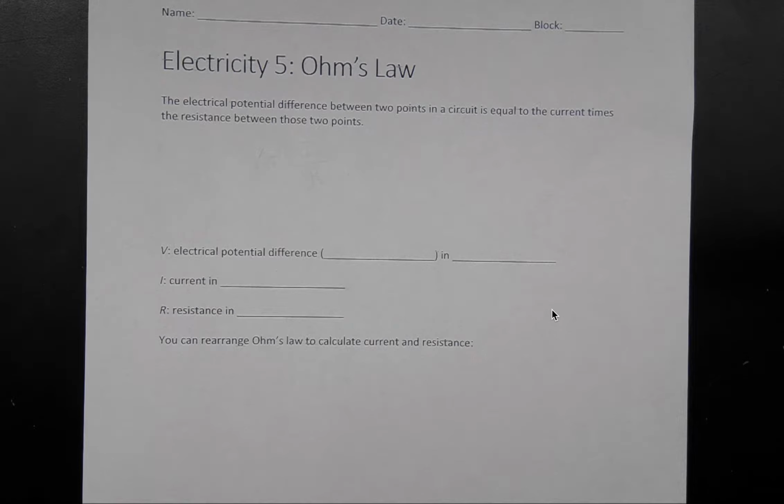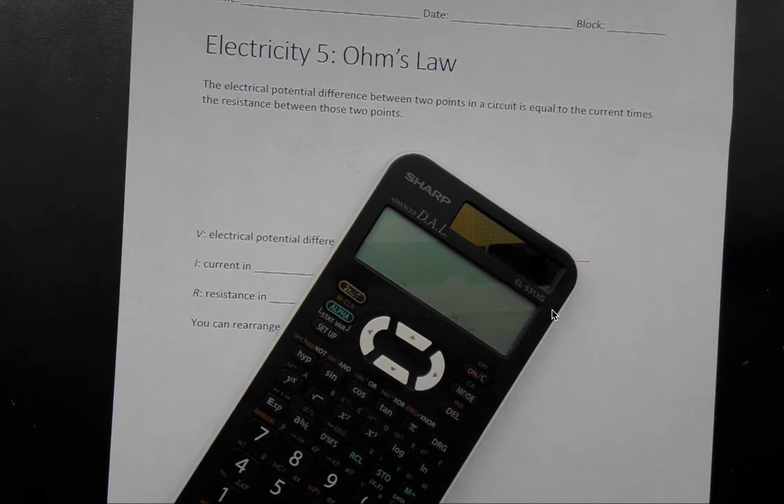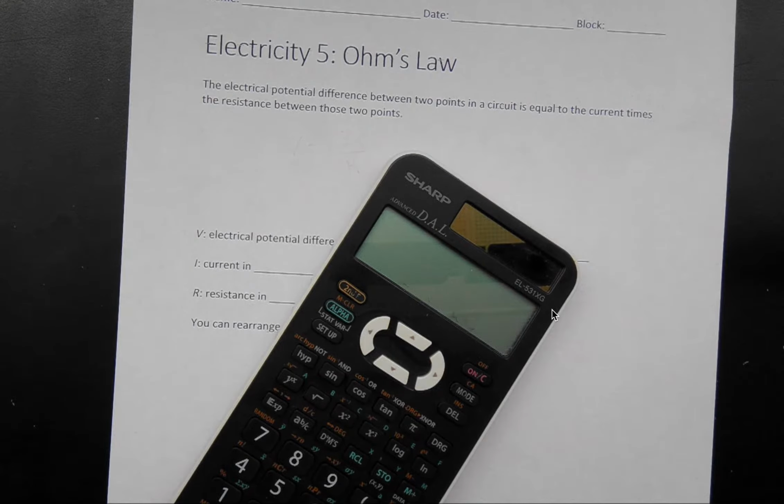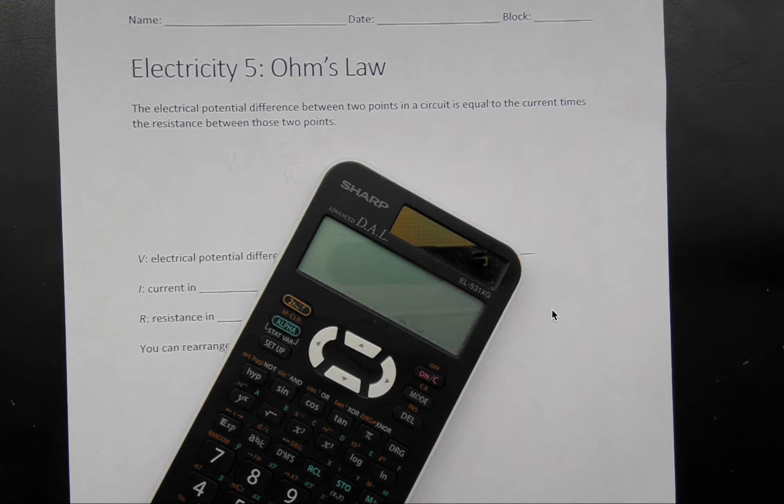Ohm's law. Before you get started watching this video, you need a copy of this Ohm's law note sheet from the box in class, and you're going to need a calculator. So if you are using your phone to watch this video, you're going to need a separate calculator. But if you're watching this on a laptop, your phone calculator is totally fine.